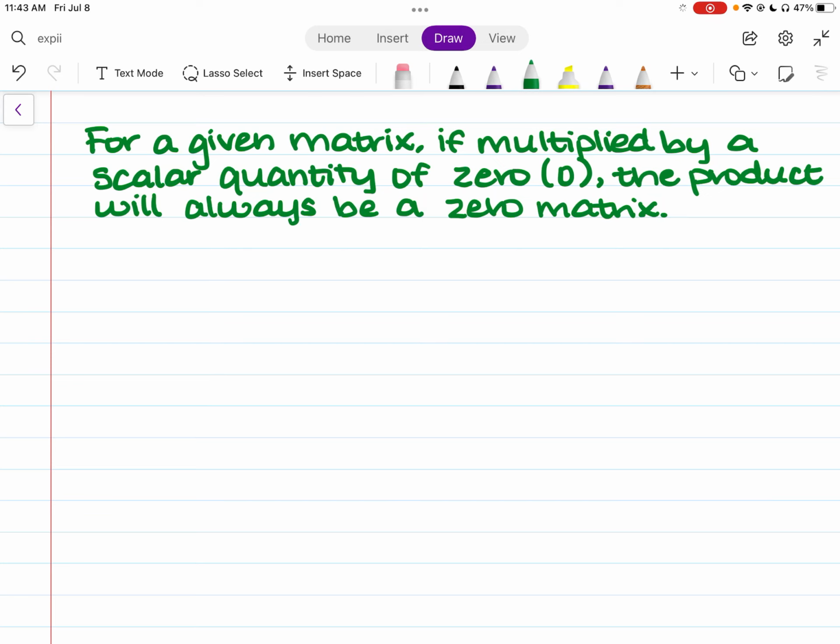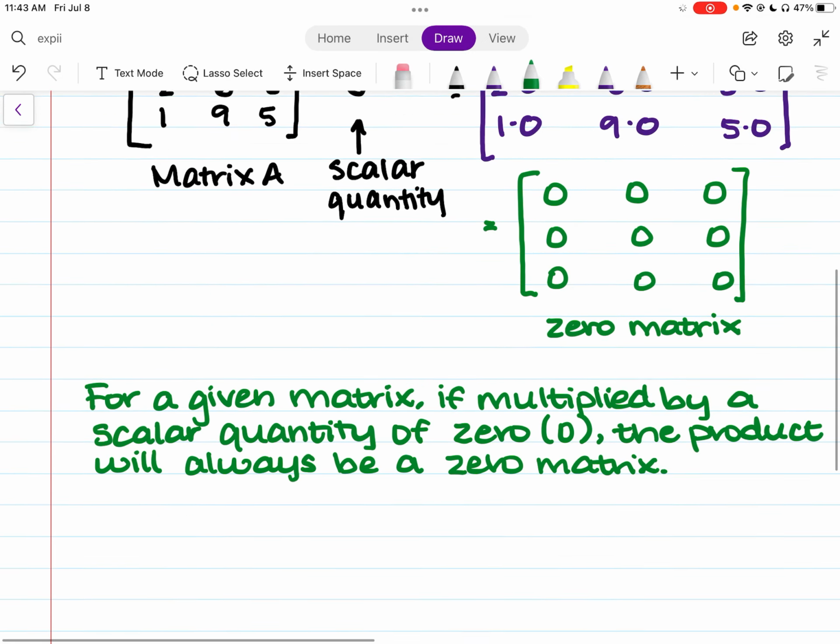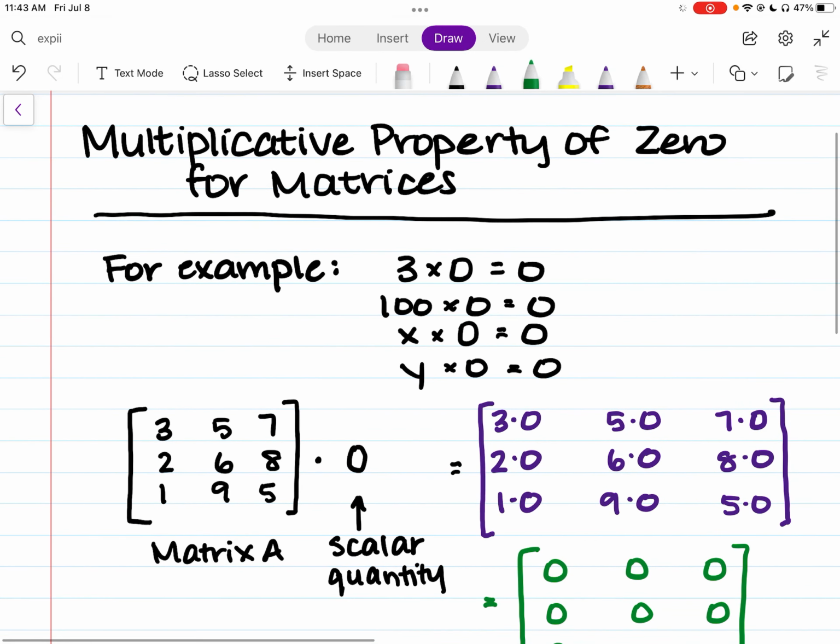So the example I talked about earlier was a 3 by 3 matrix, but you can also do that for 2 by 2 matrices, 3 by 3 matrices, 2 by 3 matrices, it doesn't matter. But that is the multiplicative property of 0 for matrices.